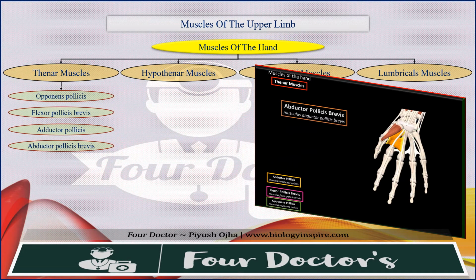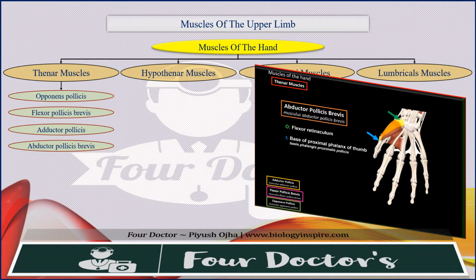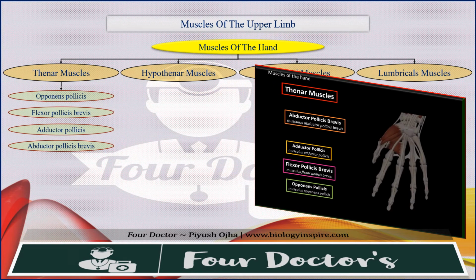So that's this one. The last thenar muscle is the abductor pollicis brevis, which originates from the flexor retinaculum and inserts at the base of the proximal phalanx of the thumb. It's called abductor pollicis brevis, so it abducts the thumb. And that was all the muscles of the thenar region.